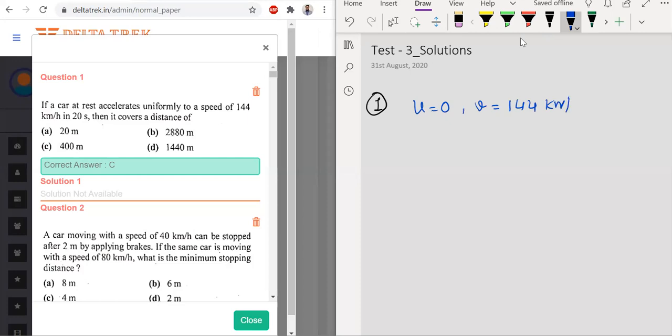So the first thing we need to change is the unit. It is in kilometer per hour, so we must convert it into meter per second. To convert kilometer per hour into meter per second, we multiply by 5 by 18. So if we solve, we'll get 40 meter per second.